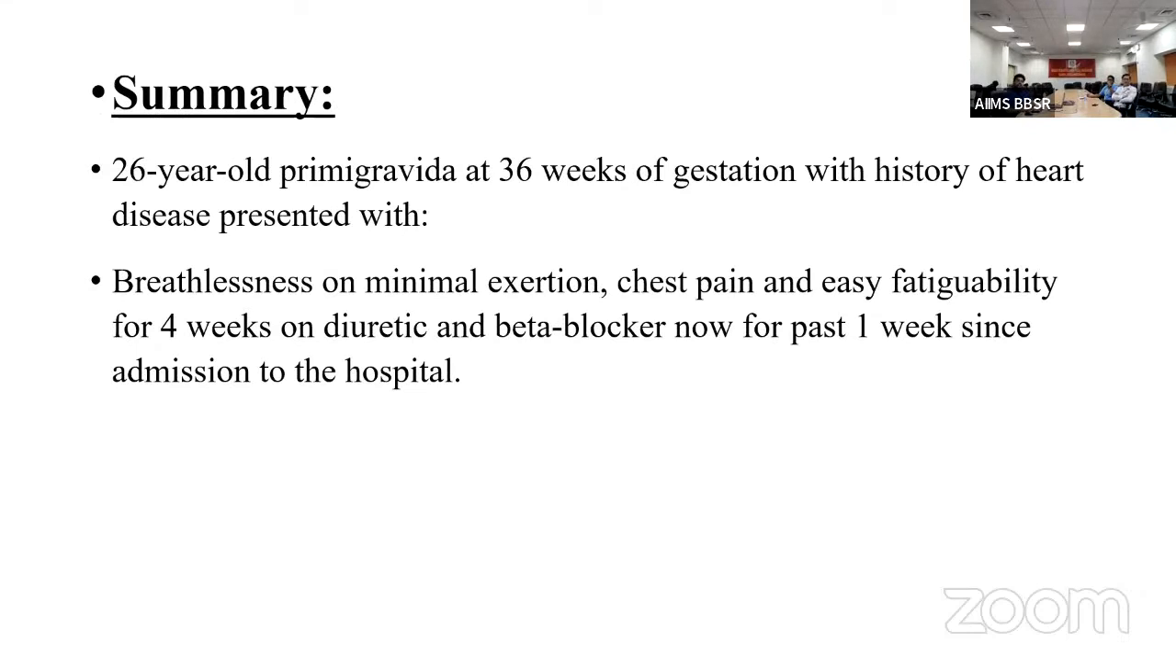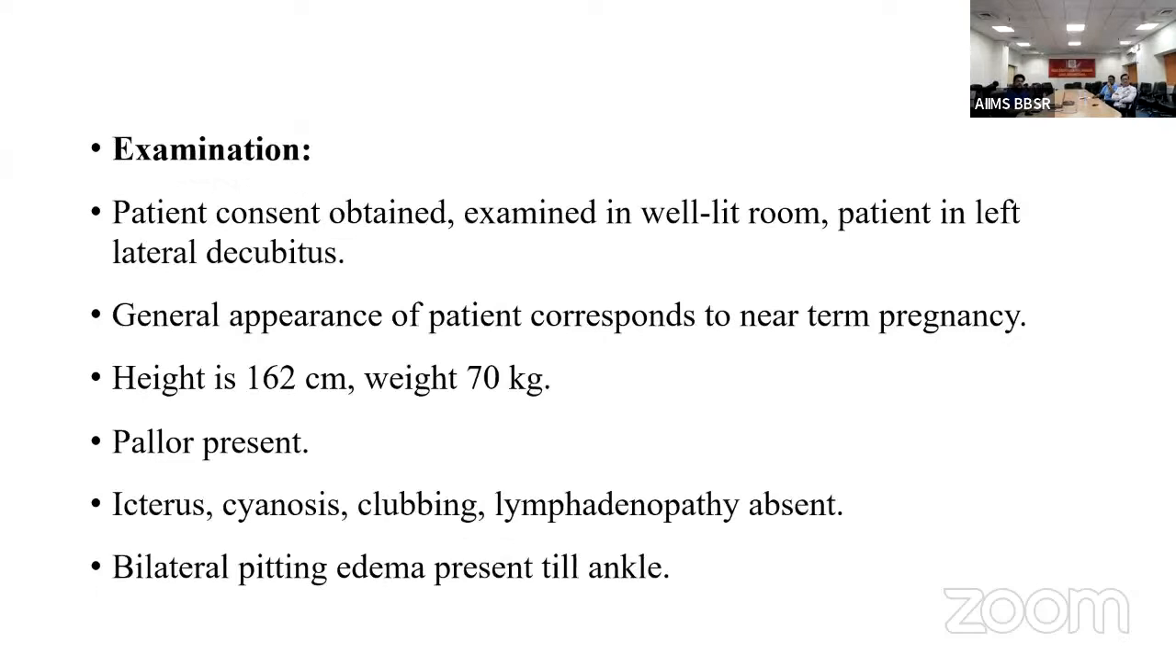So to summarize my history points, 26-year-old primigravida at 36 weeks of gestation with history of heart disease, presented with breathlessness on minimal exertion, chest pain, easy fatigability for 4 weeks, on diuretic and beta blocker now for past 1 week since admission to the hospital.